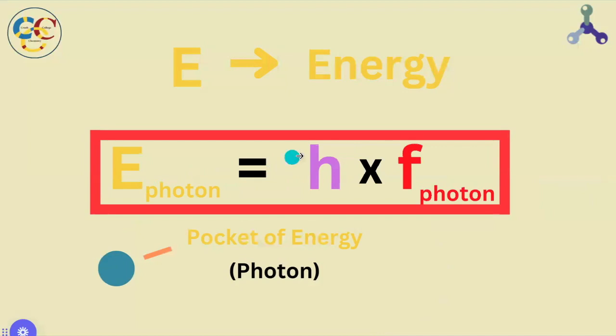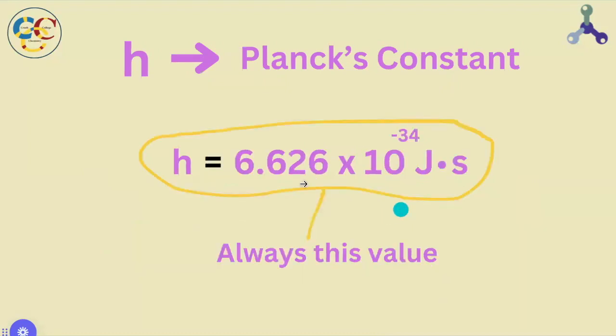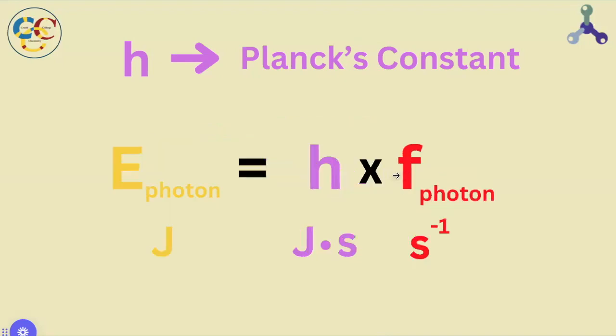Energy of the photon equals h times frequency of the photon, which brings us to Planck's constant, which is a constant. It's the exact same thing every time. It's quite devoid of concept, and it's equal to 6.626 times 10 to the negative 34 joule seconds. It's there to make the units all cancel out.